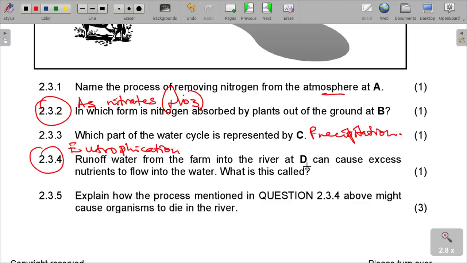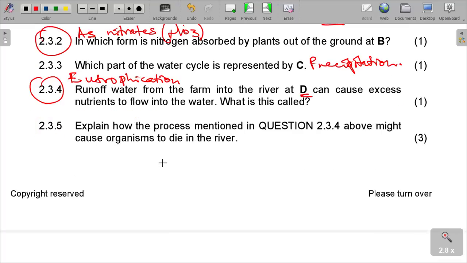It's called eutrophication. We are saying runoff water from the farm into the river, which is where nutrients are washed into the water sources. It's called eutrophication. It is the same thing that we refer to, that it causes what? It causes algae to grow, which has an effect on our aquatic life, an effect on sunlight and many other factors that would cause problems for the lives or organisms that live in water.